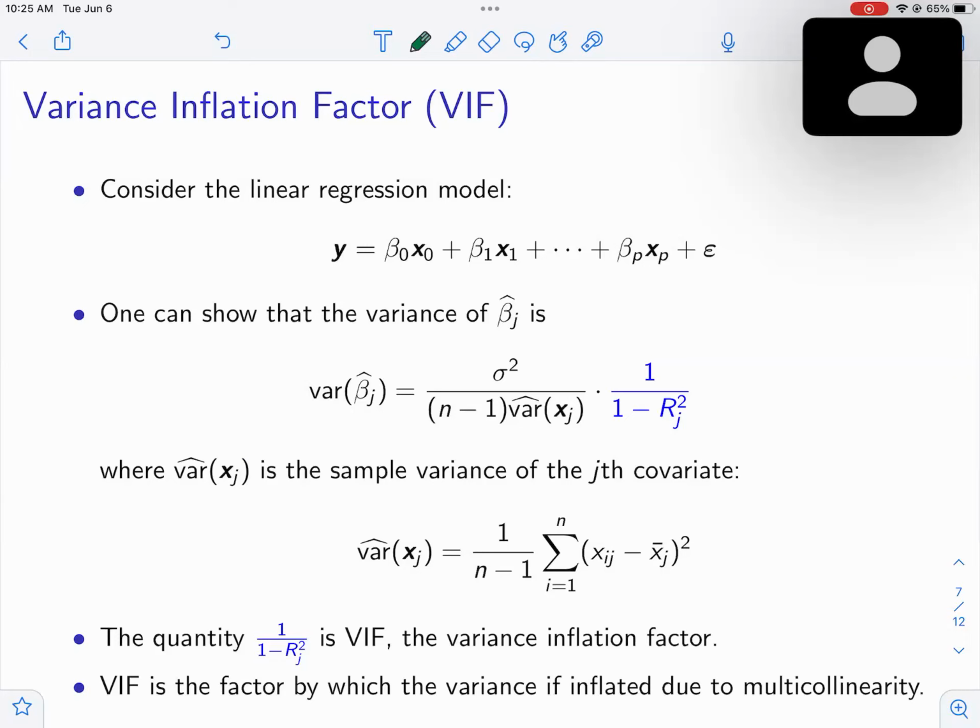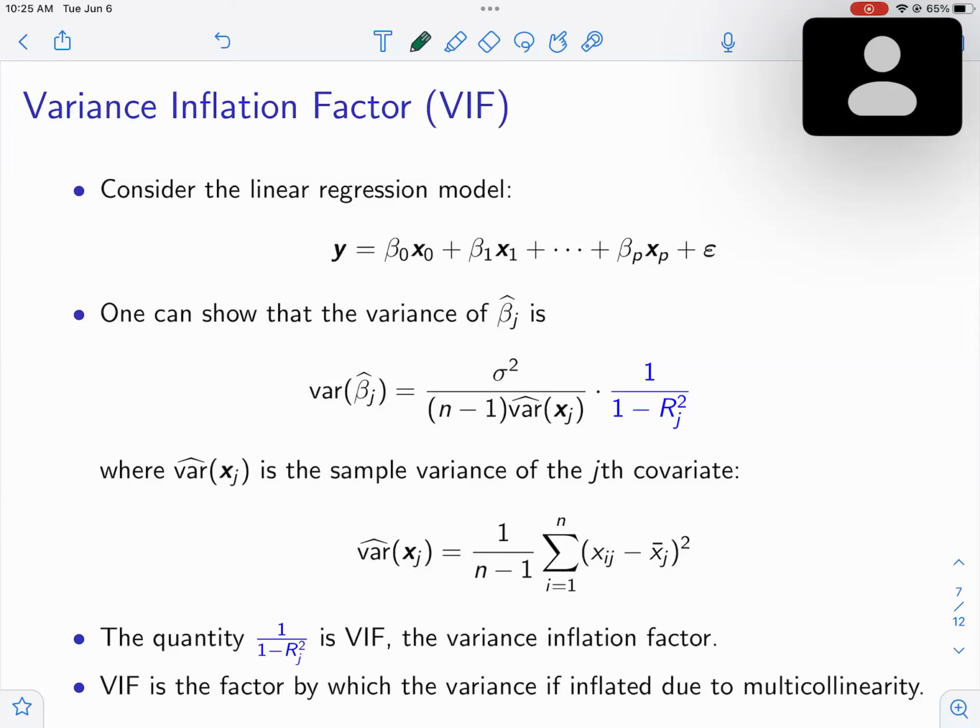So consider the linear regression model, and one can show that the variance of beta hat can be written like this formula. I'll probably try to prove it for you. We know we have a formula for the variance of beta hat. Anyone remember? We calculated the covariance of beta hat.